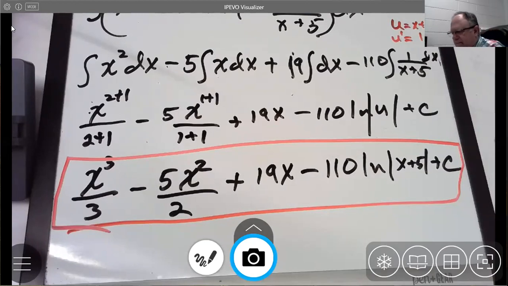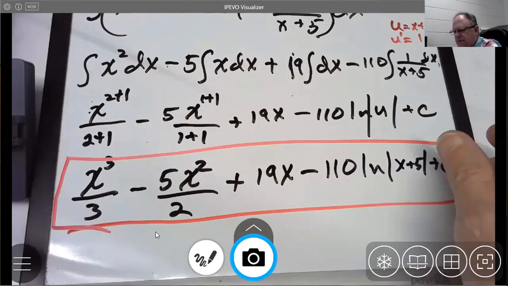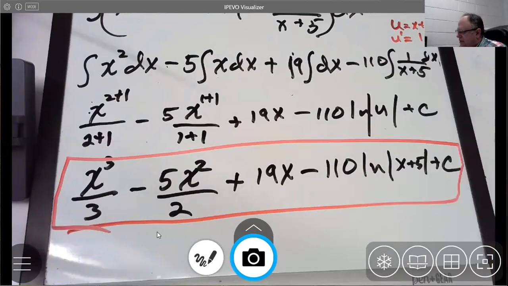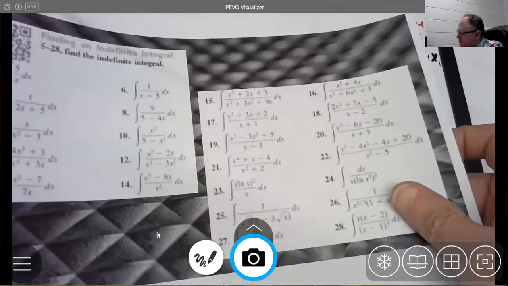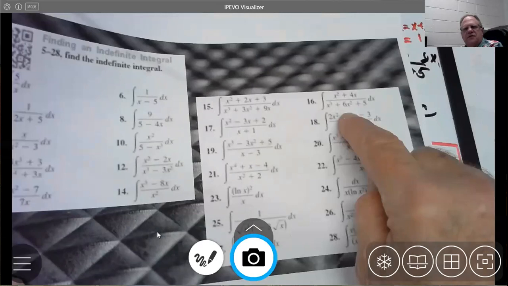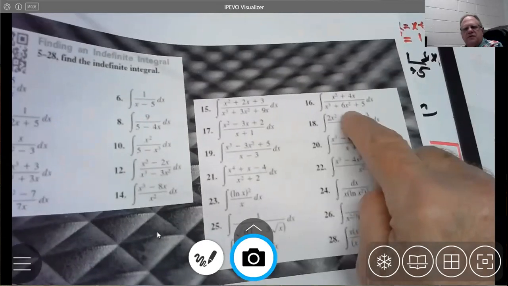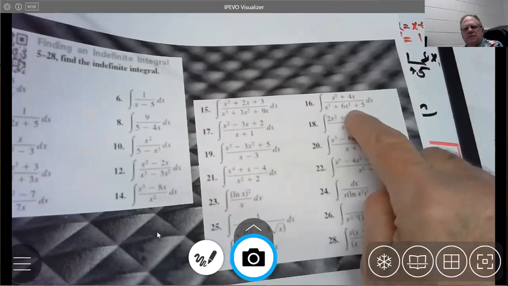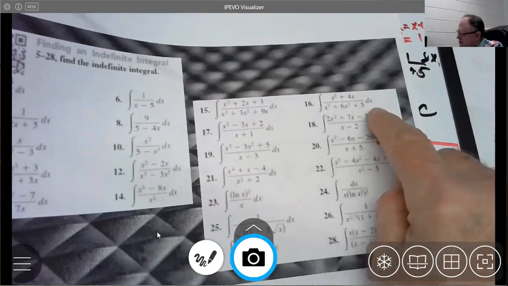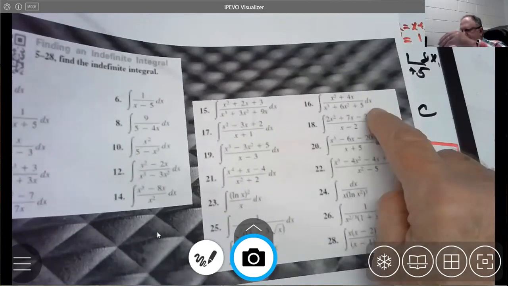So now we're going to backtrack a little bit with that, and we're going to look at problem 16 now. X squared plus 4x over x cubed plus 6x squared plus 5 dx.